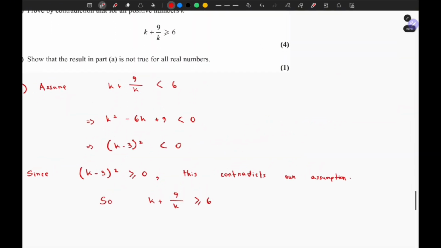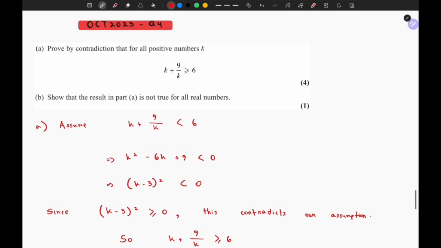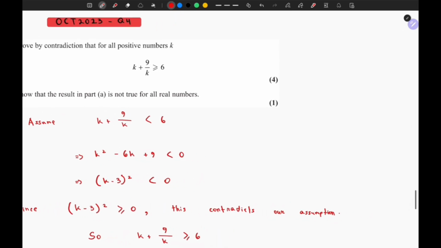Now moving on to the next part: show that the result in part A is not true for all real numbers. It's pretty simple because this is kind of a trial and error method. Take k equals 0, for example, and substitute it in this expression. So this becomes 0 plus, okay, k cannot be 0. So let's take k equals 1, for example. So this becomes 1 plus 9 over 1, which is 10, which is greater than 6.